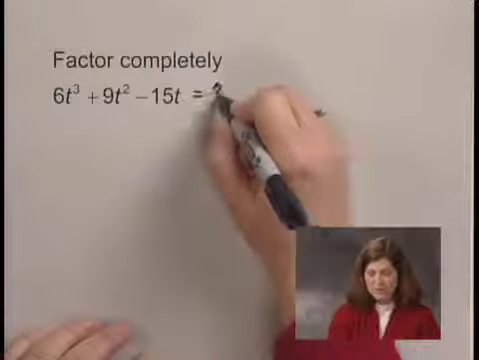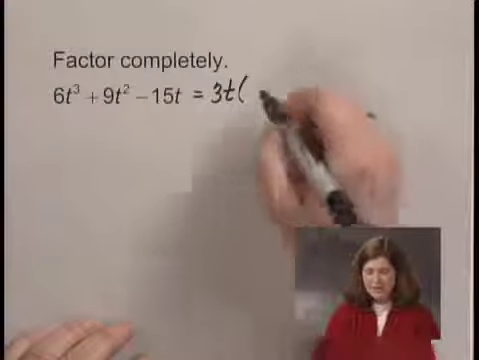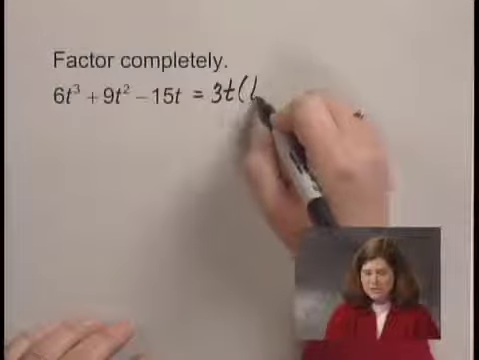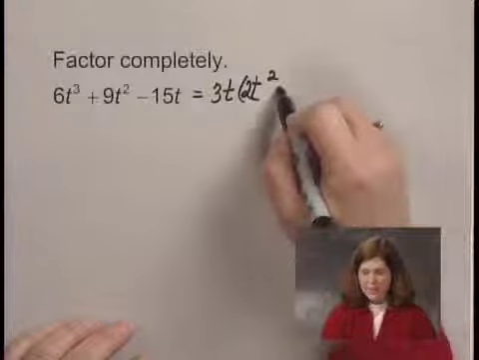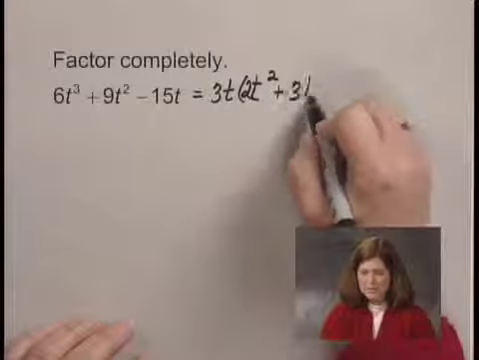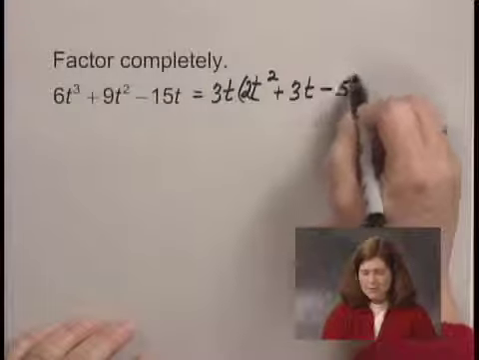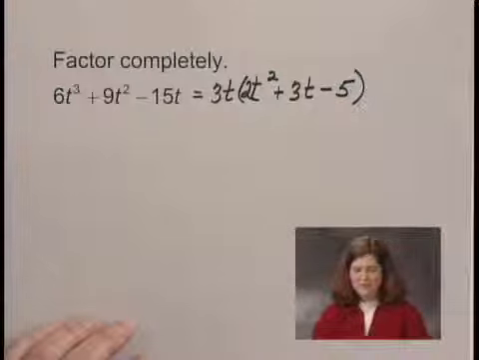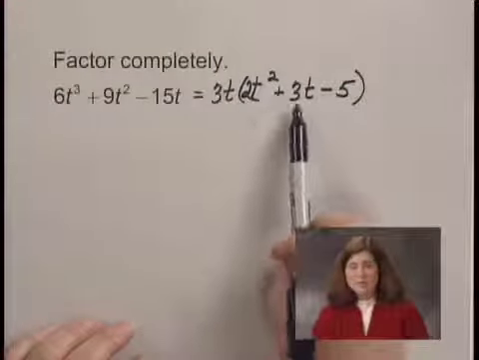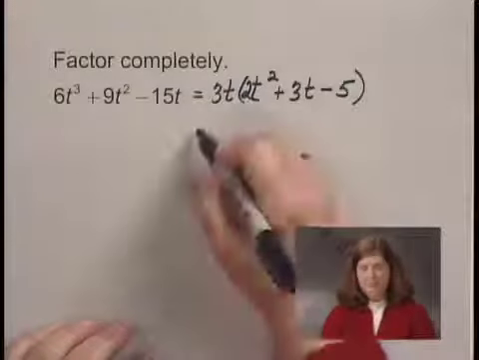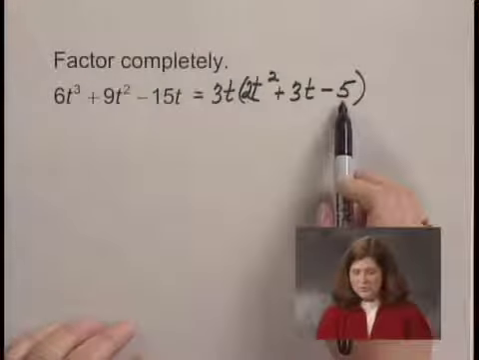So we'll factor 3t out, and I get 3t times 2t squared plus 3t minus 5. Now I see if I can factor 2t squared plus 3t minus 5. It's not a perfect square trinomial.